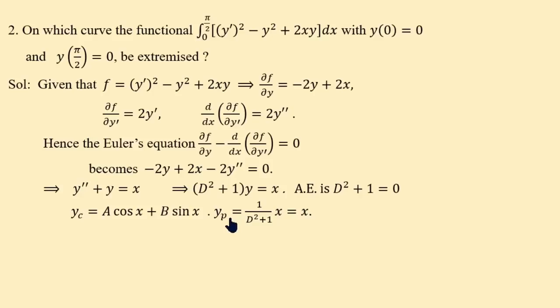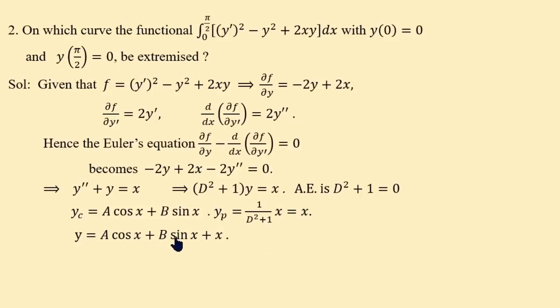How to find yp? 1 by (D squared plus 1) of x. By long division, taking 1 plus D squared, the first term is x. 1 into x is x. The second derivative of x is 0, therefore x minus x is 0. Therefore, 1 by (D squared plus 1) of x is x. Now add these two. So the complete solution is y equals a cos x plus b sin x plus x.